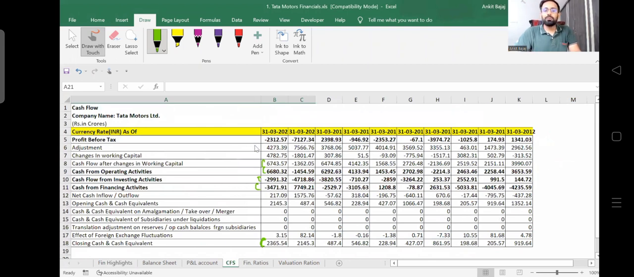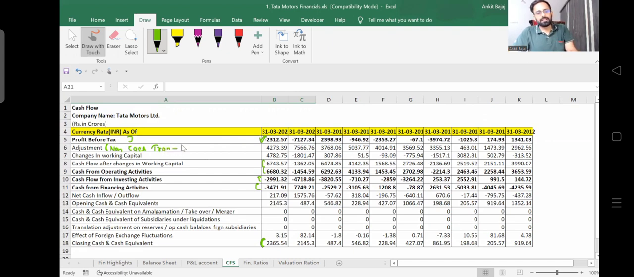So how will you usually prepare the cash flow statement? You will start with profit before tax. The very first item you will write here is profit before tax. Here you have written profit before tax, and profit before tax is negative. Now adjustment. What is the meaning of adjustment? Adjustment means you will be adding back non-cash transactions.